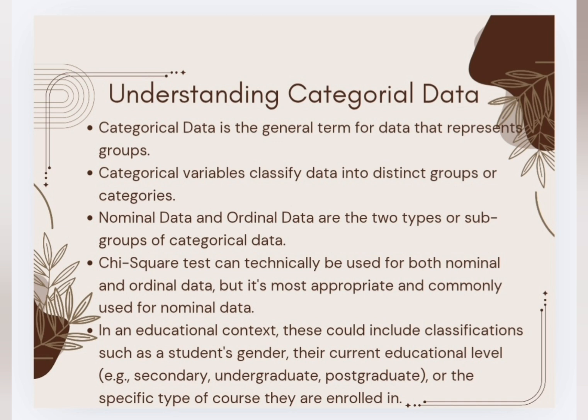In chi-square test, technically both nominal and ordinal data are used, but it's more appropriate and commonly used for nominal data. So, for example, in an educational context, these could include classifications such as students' gender, their current educational level, or the specific type of course they are enrolled in.